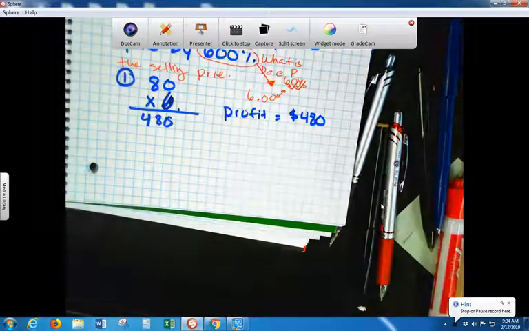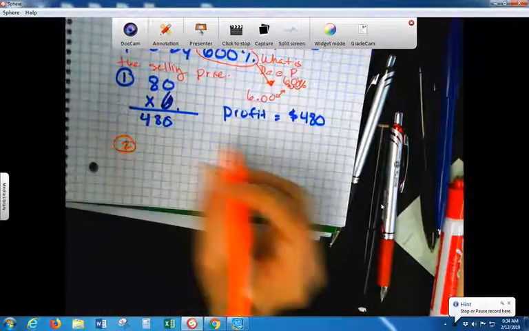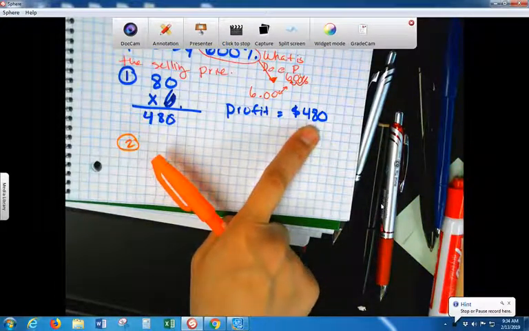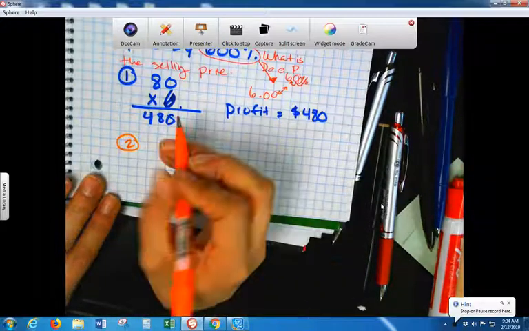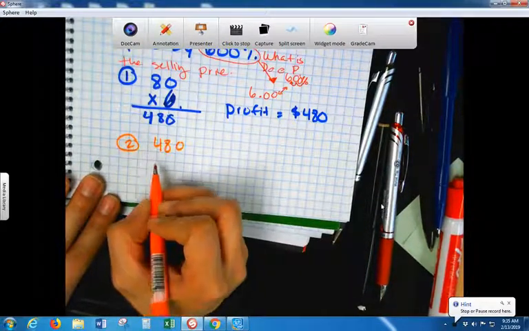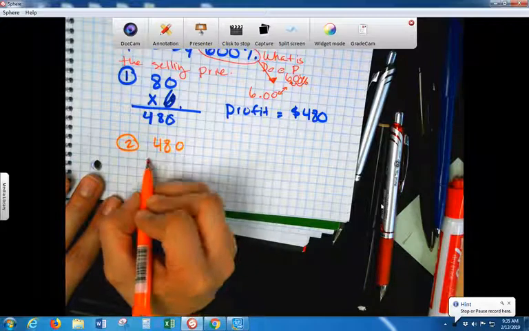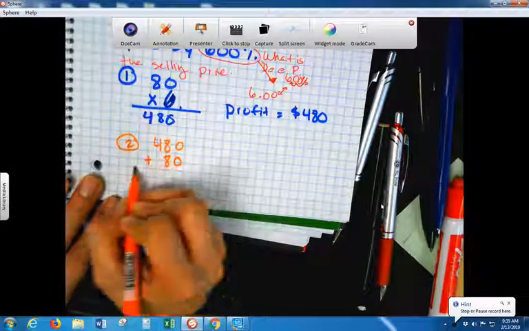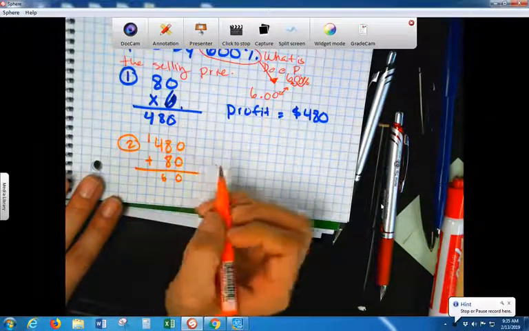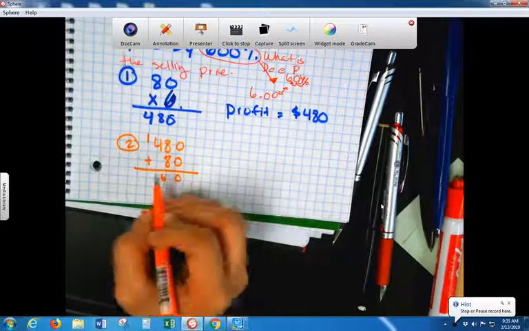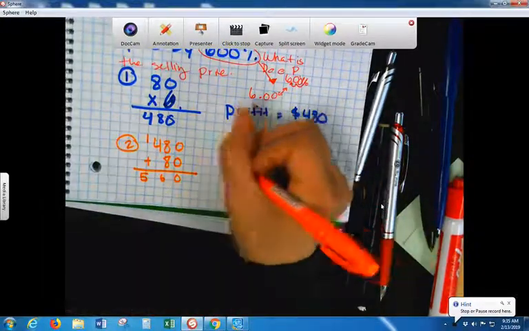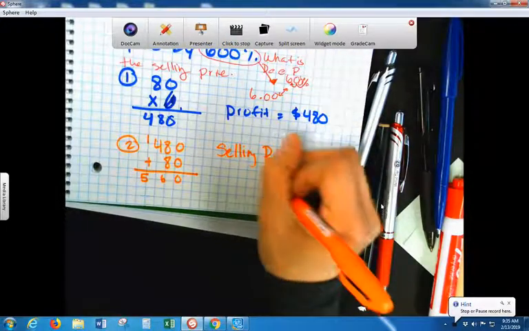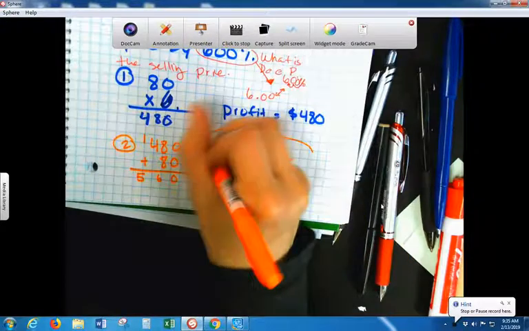What's my second step? Add. Now, it's okay if you put this number on top. Always put the number with the most digits on top. So 480. Add or subtract the profit? Add. And then 80, right? Do we call the 80 original? Yeah, it's called the wholesale price. Okay, so the selling price is $560. So it's an old version.